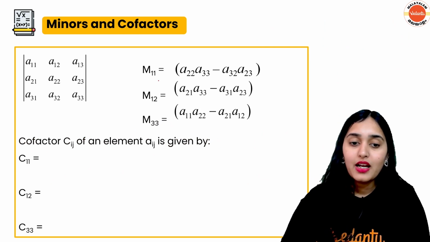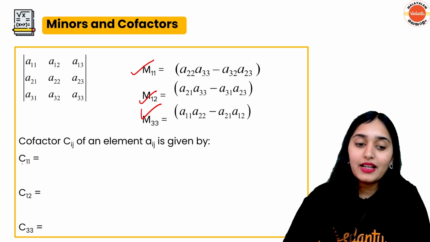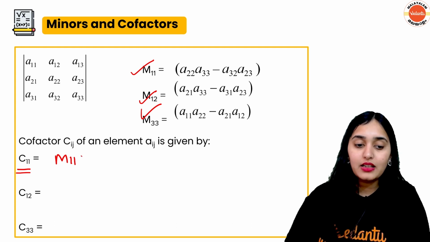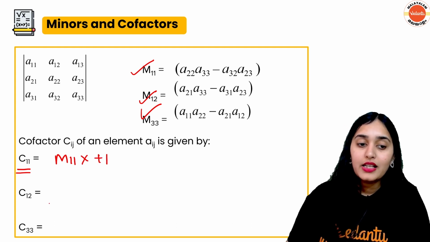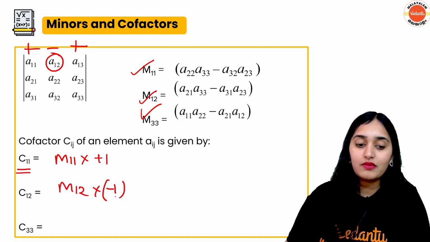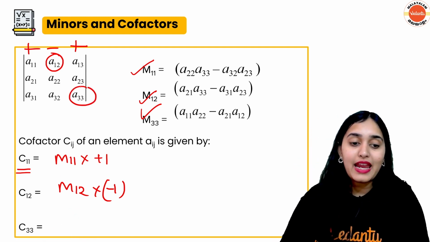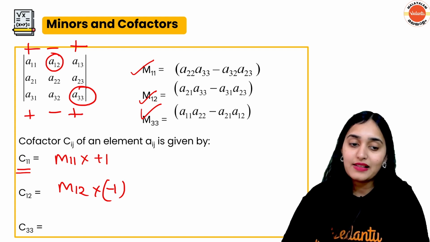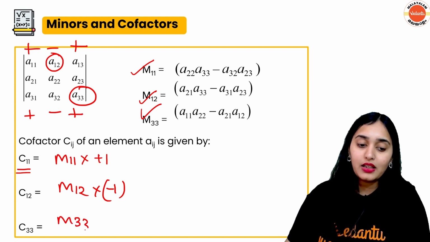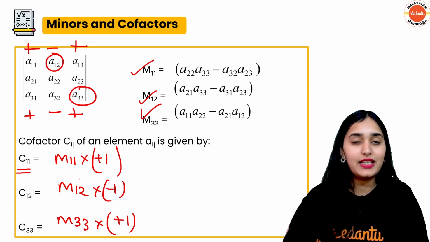Okay, so here we have calculated minor like this. Now what will be the cofactor? So similarly, if C11 is asked, it will be M11 into plus 1. C12, remember plus minus plus. So C12 will be M12 into minus 1, means negative of M12. A33, remember, plus minus plus. So it will be similarly M33 into plus 1, not minus 1. Like this we can calculate.